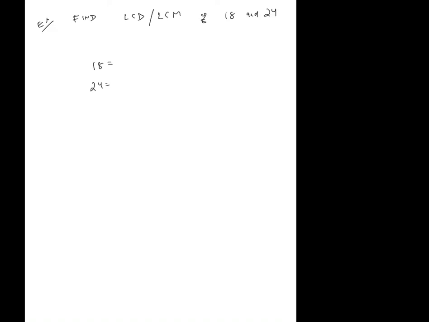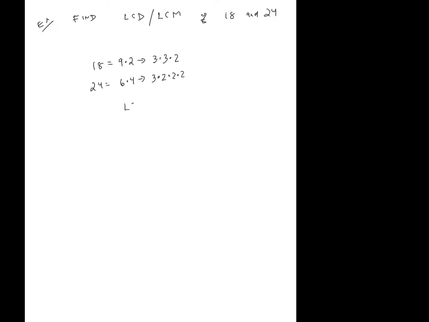18 breaks up a couple of different ways, but if you decide to do just 9 times 2, that 9 is then 3 times 3, and you have your 2. All right, the 24, many ways of doing it, but let's just state it as 6 times 4. Then that breaks up to 3 and 2 for the 6. The 4 is 2 and 2.